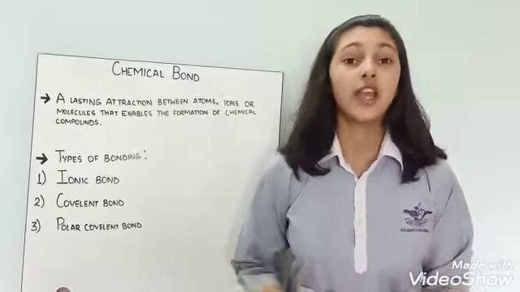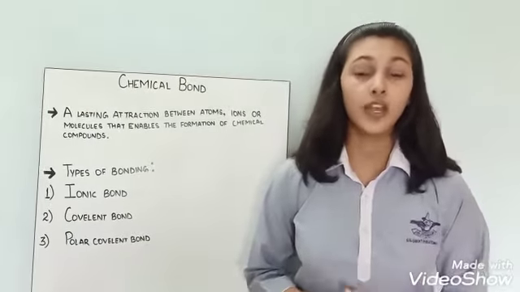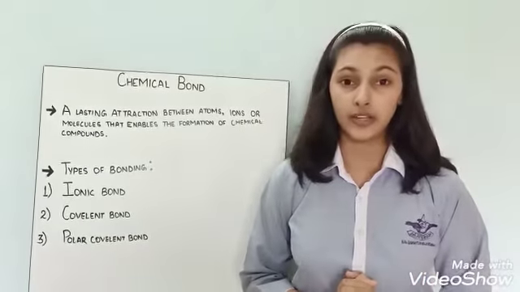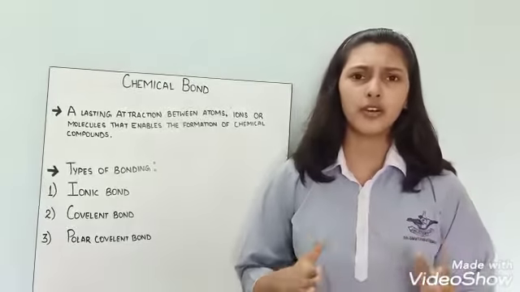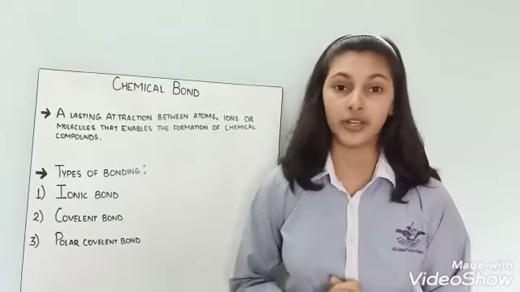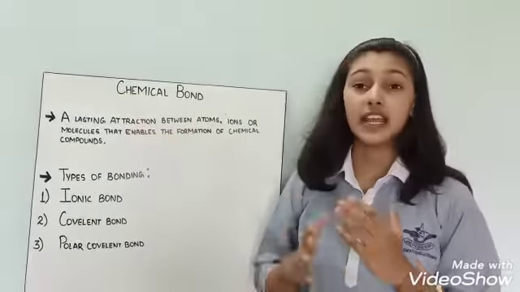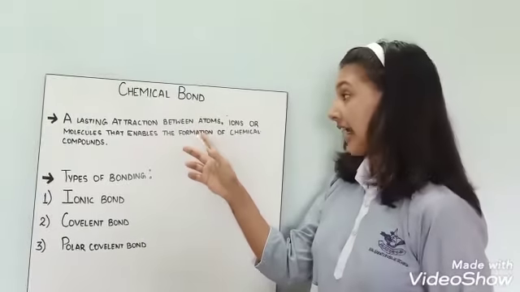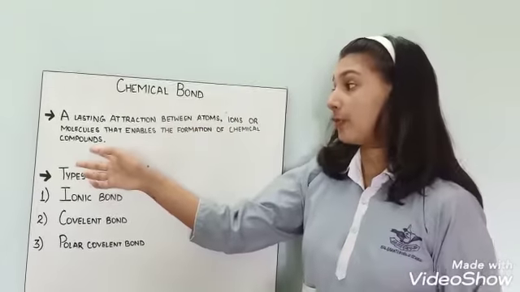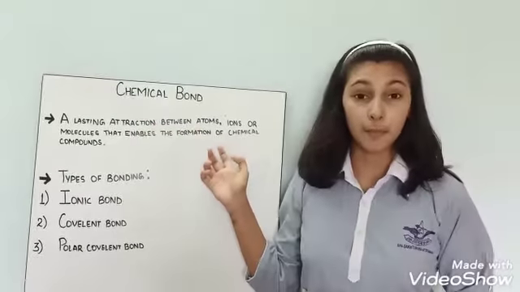Everyone, today we are going to learn a very important class 10 topic, which is ionic bonding. Before learning about ionic bond, first we should learn about chemical bonding. Chemical bonding is a lasting attraction between atoms, ions or molecules that enables the formation of a chemical compound.